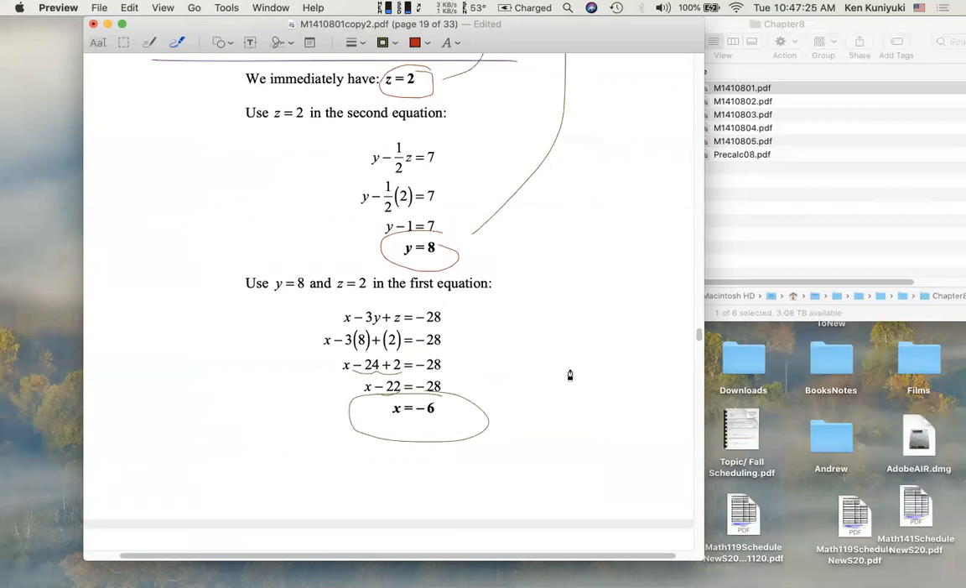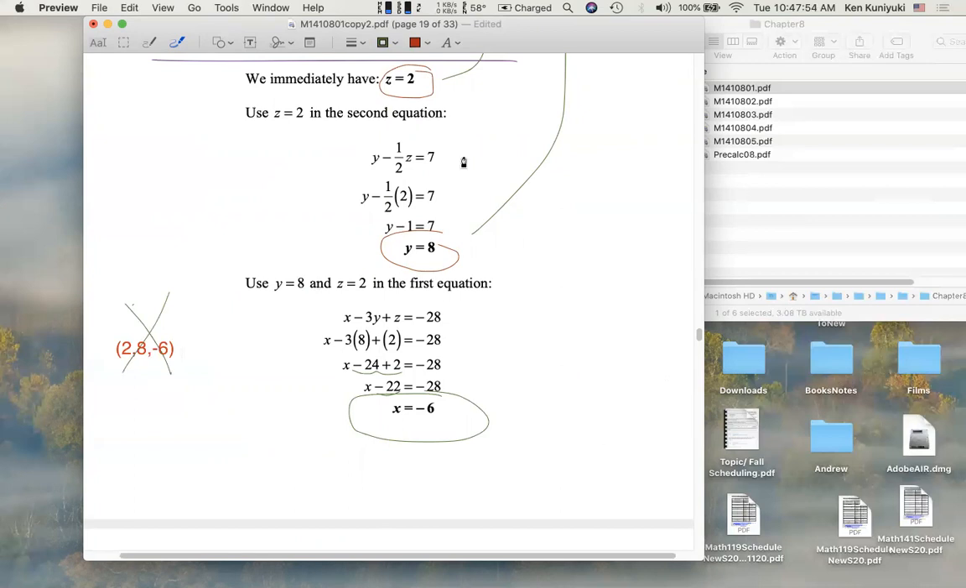We're not done yet. Remember that the answer to a solve-a-system problem is a solution set. And we need to indicate solutions, in this case, in the form of an ordered triple. So what's the ordered triple? What is the solution? Is it going to be 2, 8, -6? Is that going to be our solution? No, because that would be in the order z, y, x. That's the wrong order.